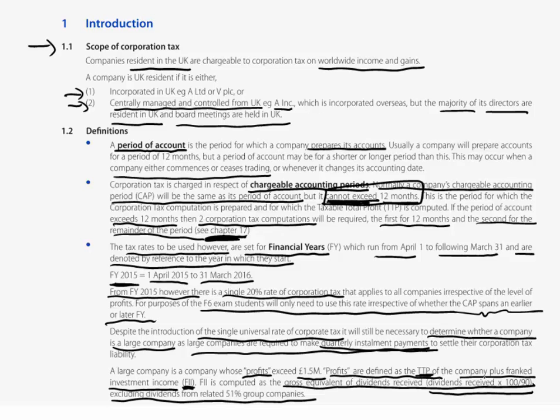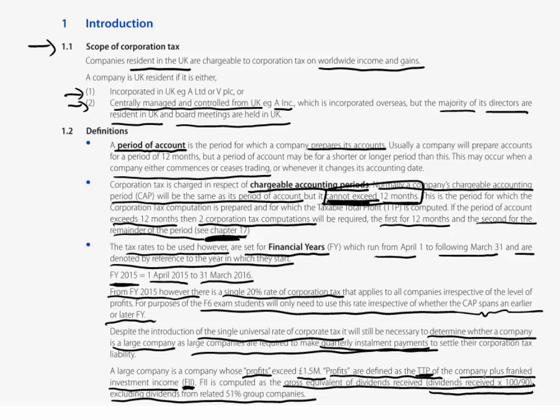But those terms no longer have any significance whatsoever, because from FY15, and we are only expected to know the rules from FY15, there is a single universal rate of corporate tax of 20% to be paid by all companies, whether they make £1 of profit or whether they make £1 billion worth of profit. A single 20% rate will apply.